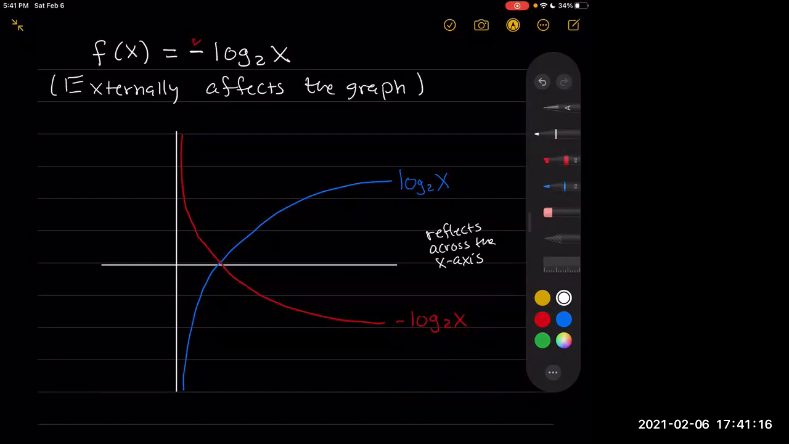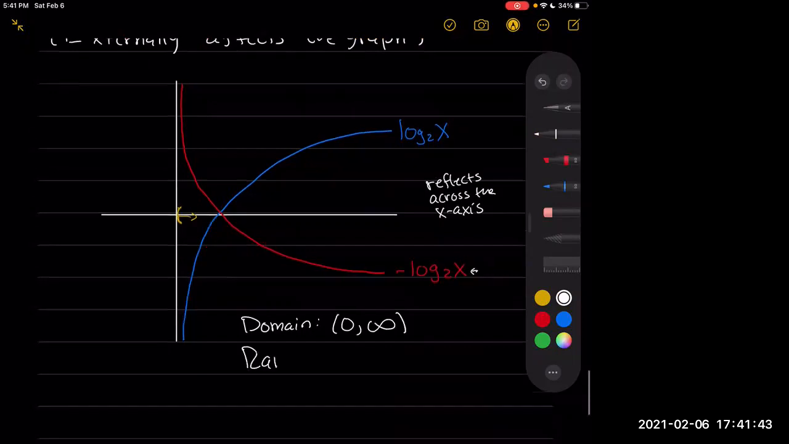x-axis. And here our domain, for our new function, happens to be the same as log of 2x. Our domain is all the positive numbers, because we can input anything excluding 0, because we have an asymptote, anything from 0 all the way to positive infinity. And then our range is all of R, or all of the real numbers.